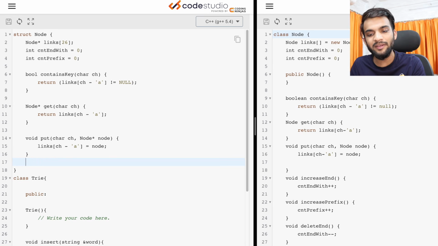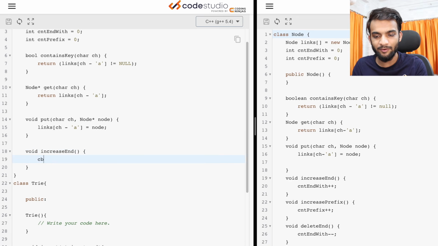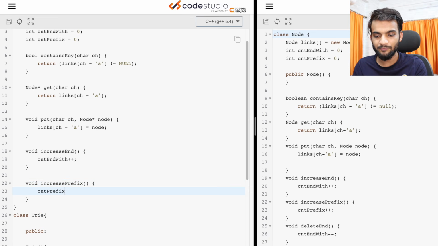Now the other things that I'll be requiring is the increase end. Like whenever I reach the end, I need to increase the end. So count end with plus plus will increase. That's very simple. The other thing that I'll be requiring is increase the prefix every time I do. So let's write the increase prefix. That's again count prefix plus plus.